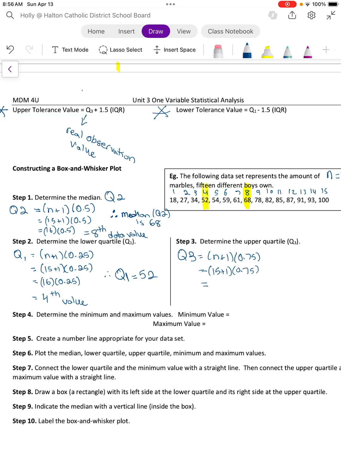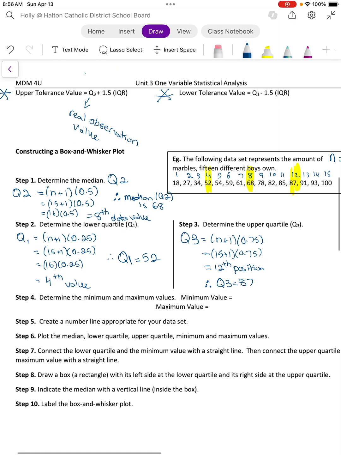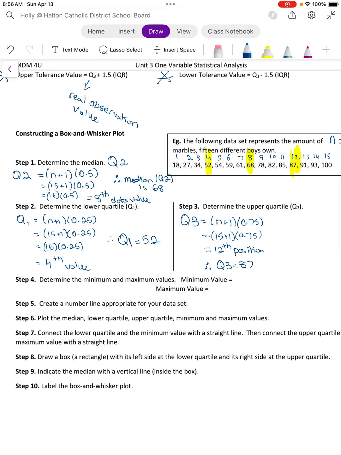And this gives me 12. So this is the 12th position. So if I look at my data set here, the 12th position is 87. Therefore, Q3 is equal to 87. These are all the steps you should be following to complete your box and whisker plot.